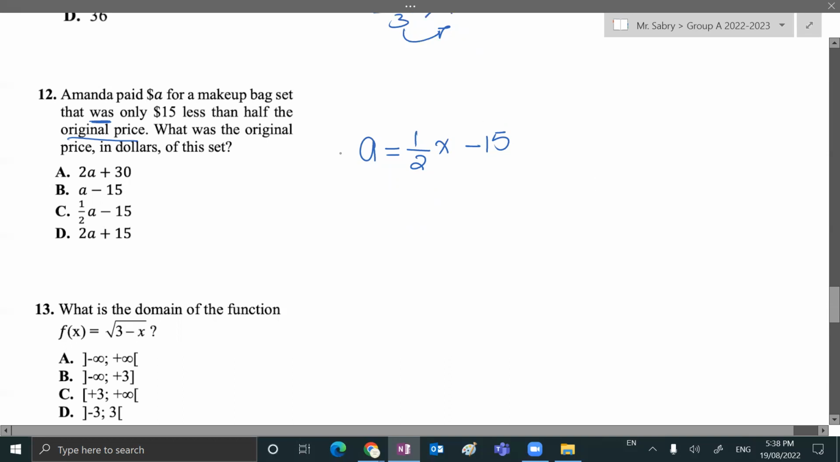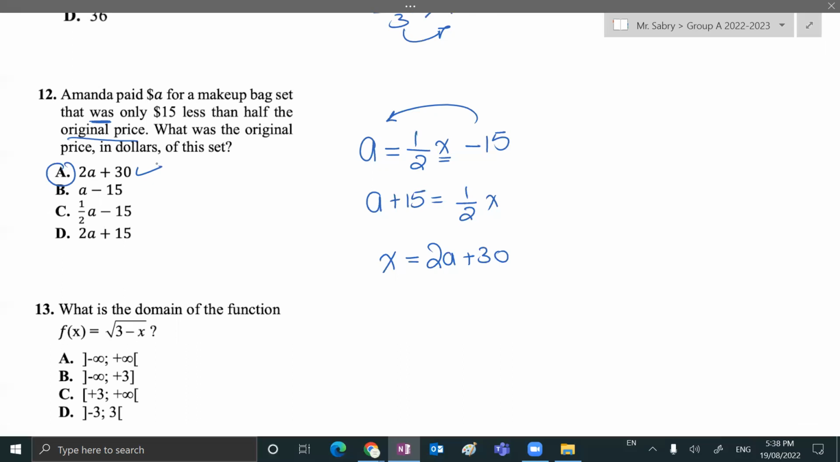What do they want? They want the original price. So they want to know what X was. How do I do that? Move negative 15 to the other side. So I'll have A plus 15 equals half X. Then the half goes to the other side as times 2, so X equals 2A plus 30. A is the correct answer. This is an easy question. Please ask if you think you're even a tiny bit confused.